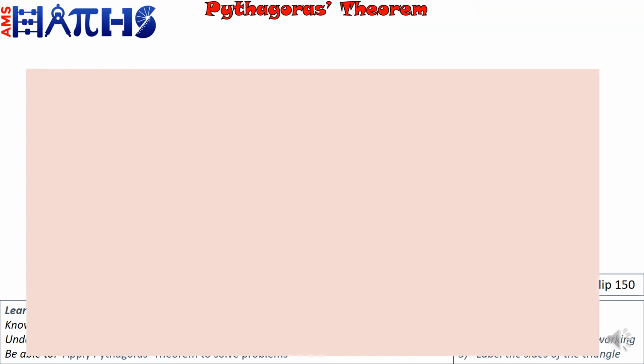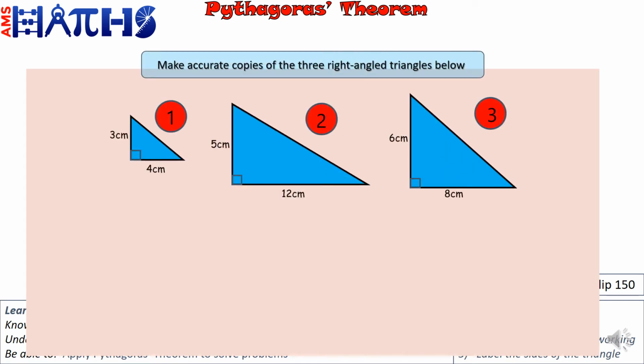Now we're going to investigate Pythagoras' theorem. So your first task now is to draw these three triangles accurately. Measure the lengths accurately. So for question 1, you need to measure 3 centimeters and 4 centimeters with a ruler and create your right angled triangle. Pause the video, spend no more than 6 minutes drawing these triangles accurately, then resume the video for the next step.